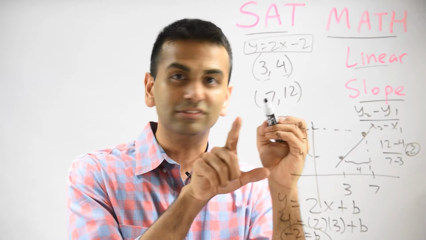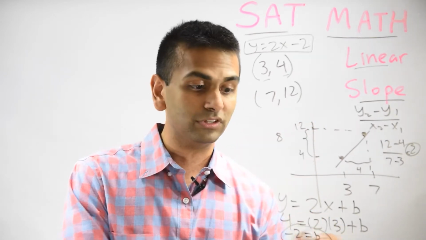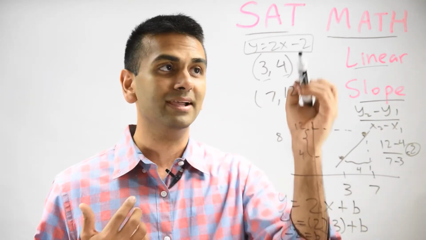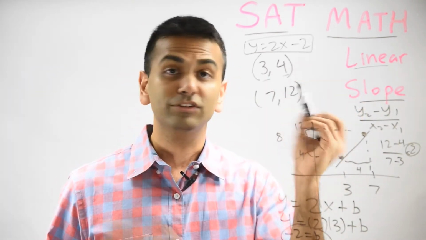Now here, if we would have used this point instead, 7, 12, we should have gotten the same answer for b. If we got a different answer, you know you did something wrong. Either way, that's how you find the equation of a line, just from 2 points.